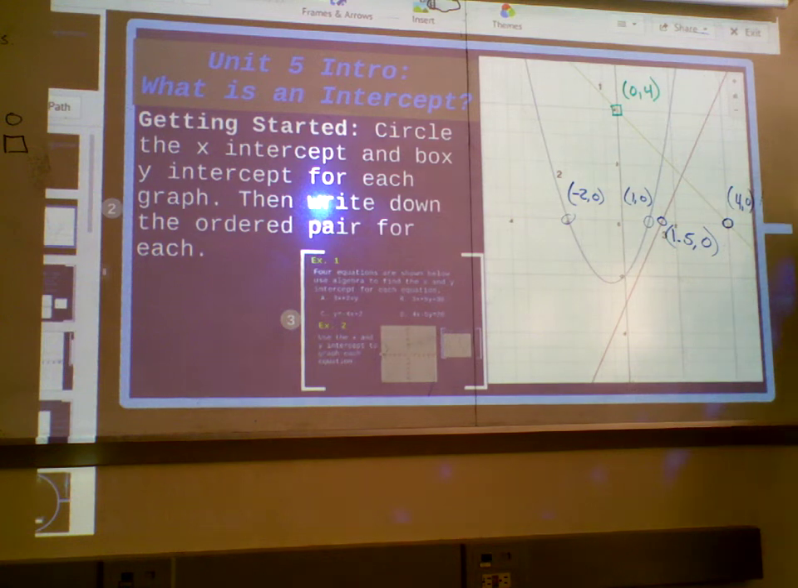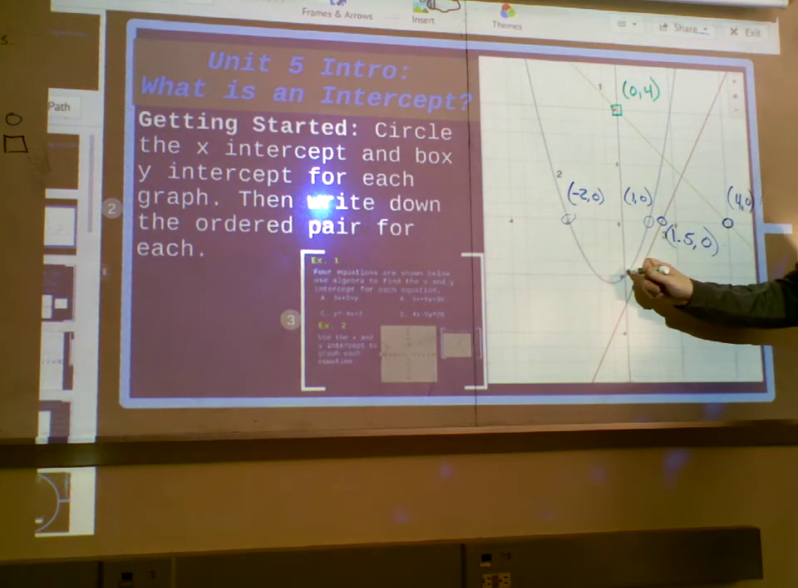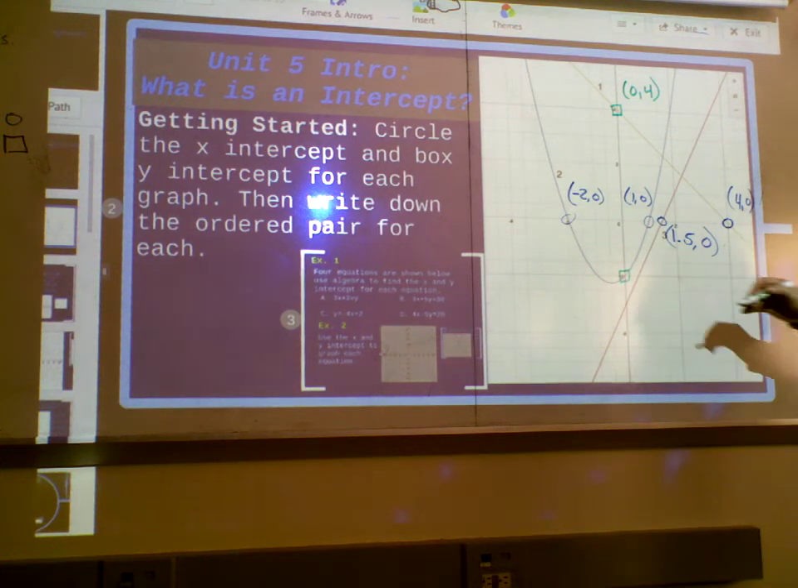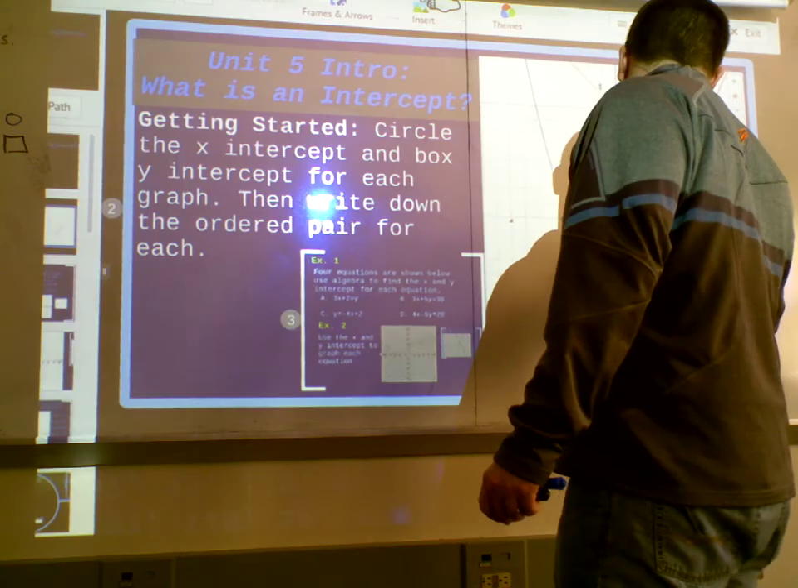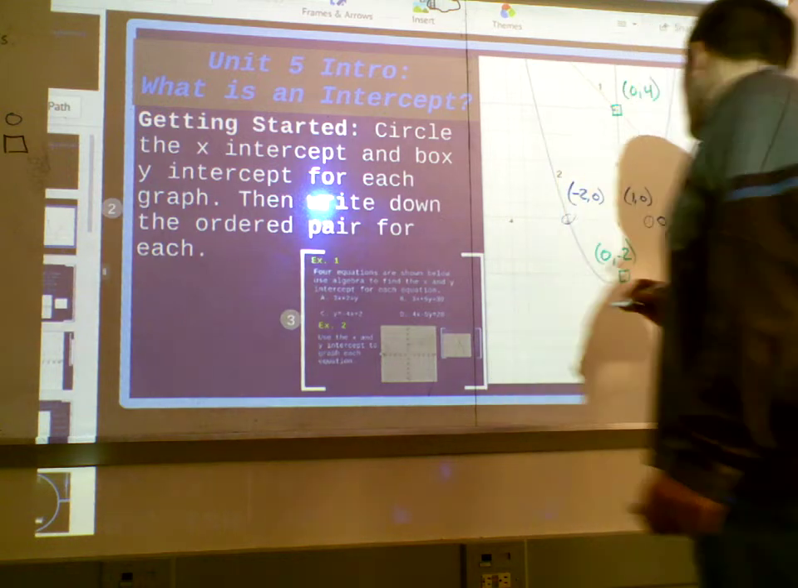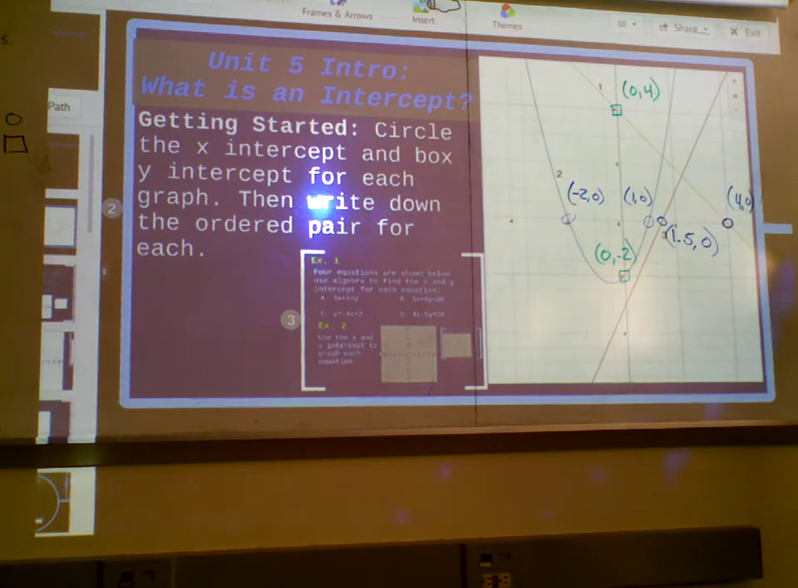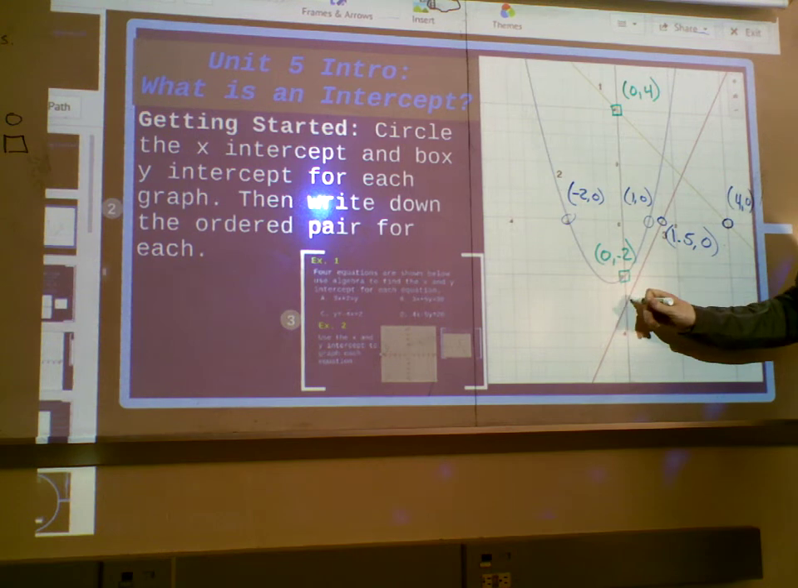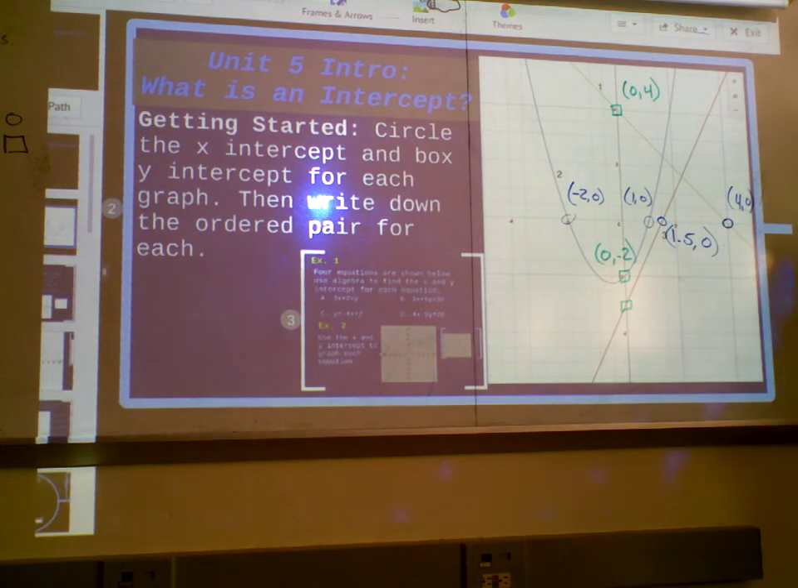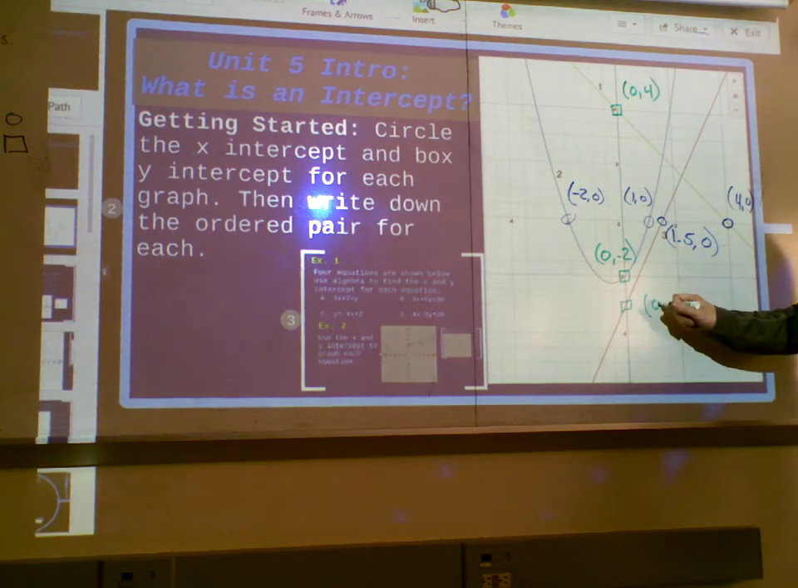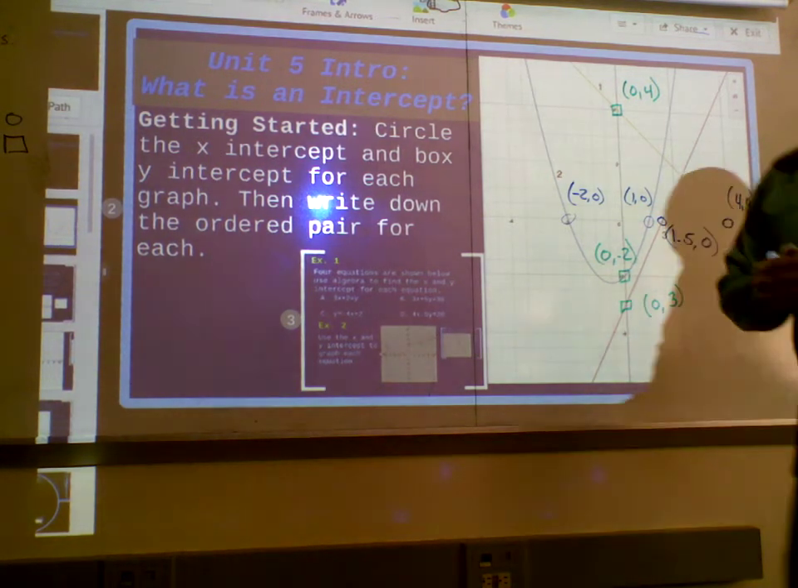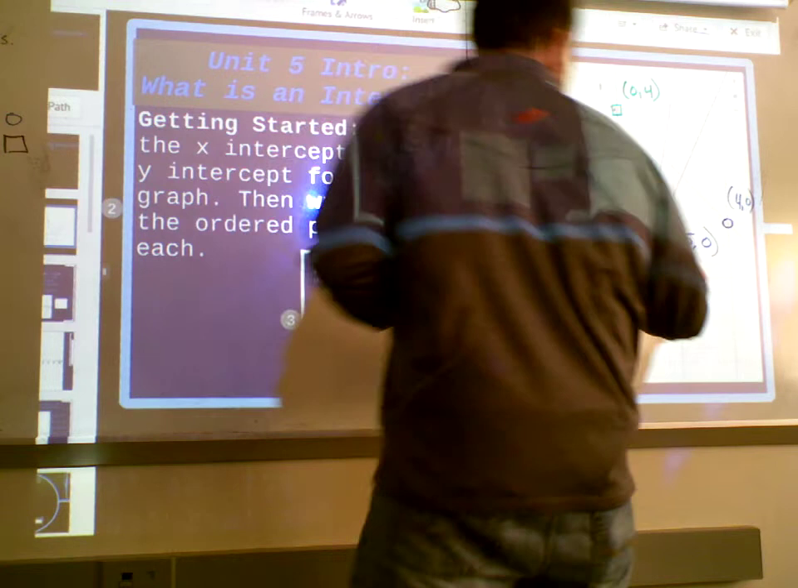Number 2, where's graph 2's? Down here, right? What's that ordered pair? And graph 3. Down there, right? What's that ordered pair? 0, 3. Yeah, negative, thank you.